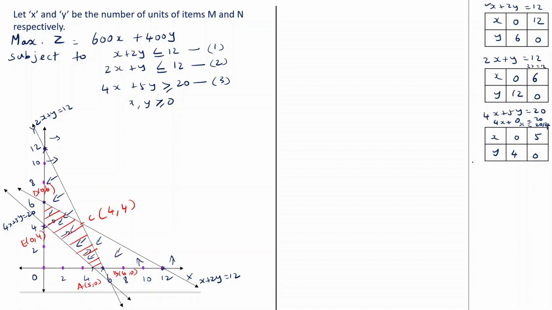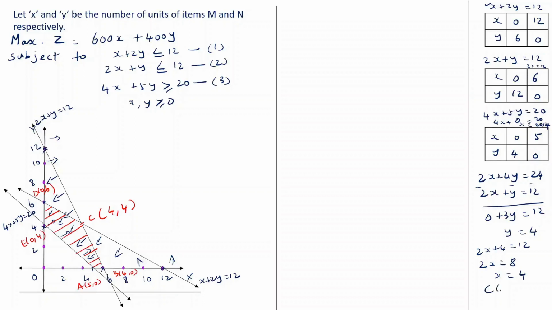So if we multiply this equation by 2, 2x plus 4y equal to 24. And here this equation is 2x plus y equal to 12. When we solve these two, 4y minus y, this is 0, plus 3y equal to 24 minus 12 is 12. So here y is 4. When we put y as 4 here, we will get 2x plus 4 equal to 12. 2x is equal to 12 minus 4, which is 8. X is 4. So the coordinates of C are 4, 4.